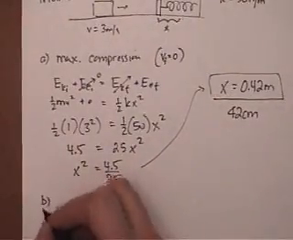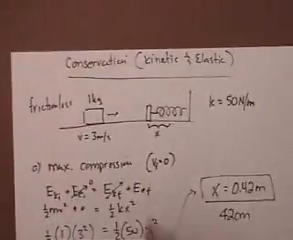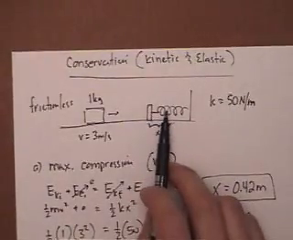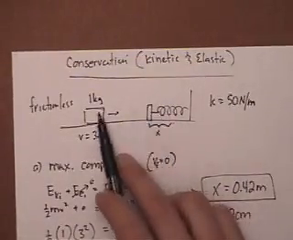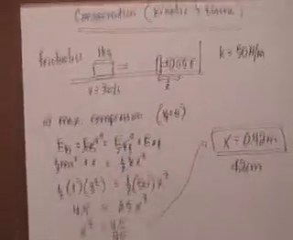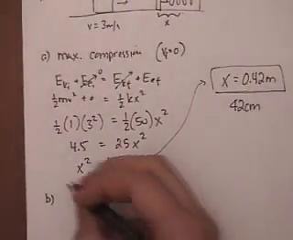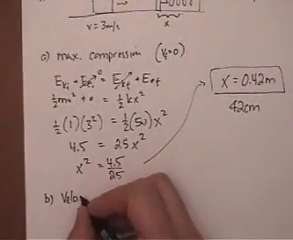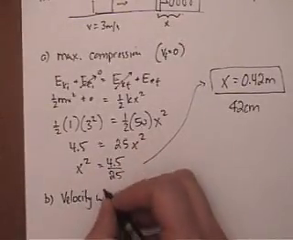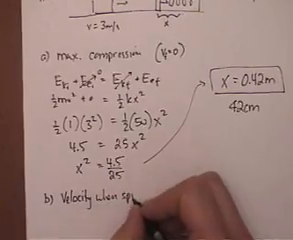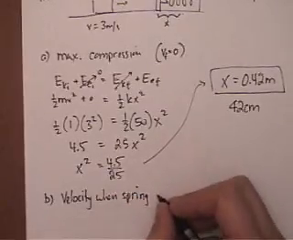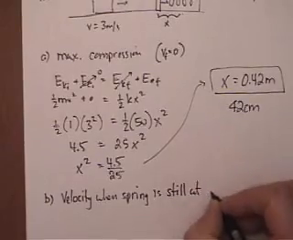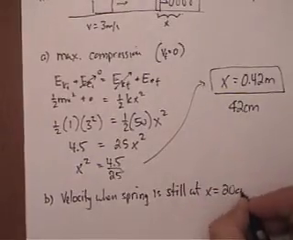For part B, what's going to end up happening is this is going to squish in, it's going to stop, and then it's going to shoot this brick back out. We are going to find the velocity when the spring is still compressed. Velocity when spring is compressed. So still at x equals 20 centimeters.